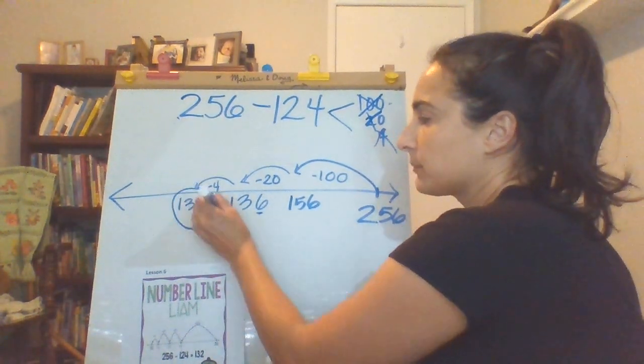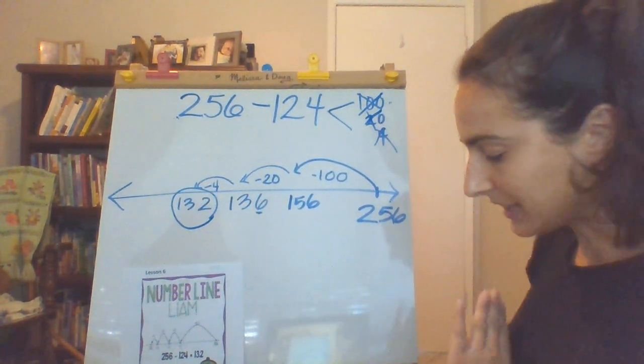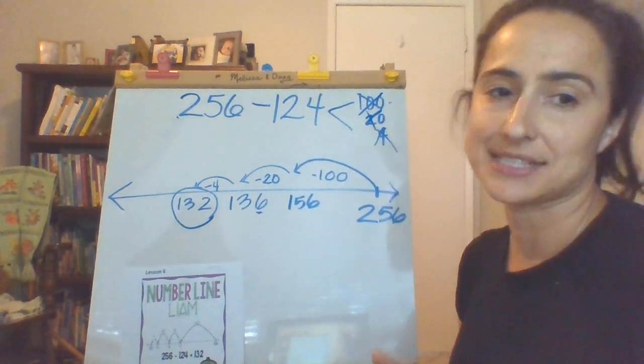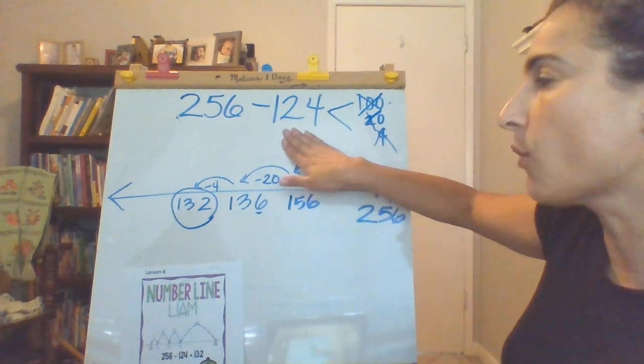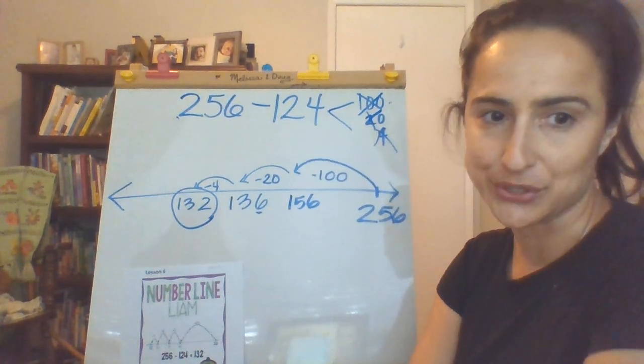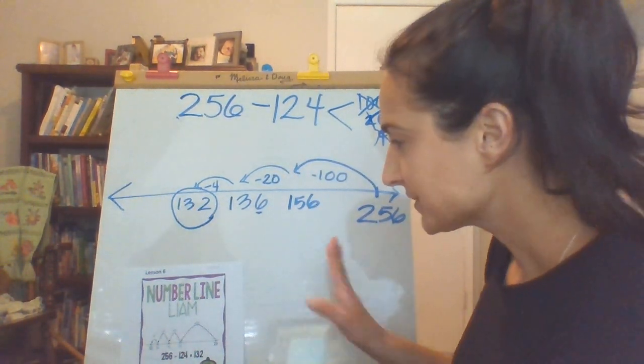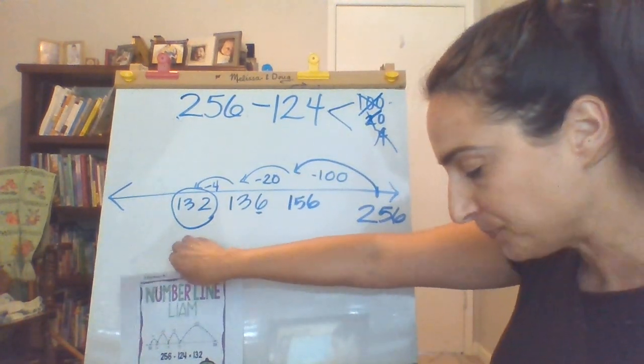Wherever you land on the number line, wherever that last number is on the number line, that's my answer. So 256 minus 124 leaves me with 132. Okay? So that's number line Liam.